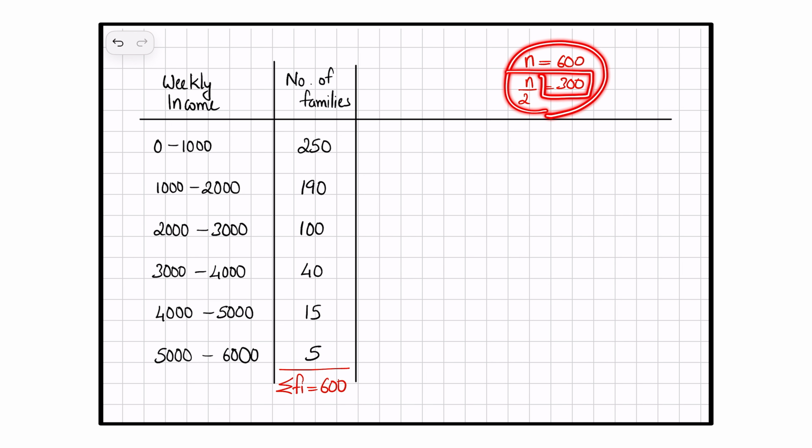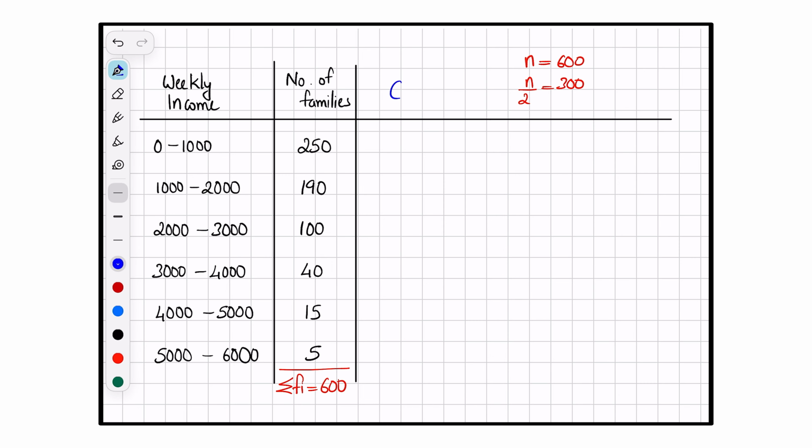Now what I will do is find the cumulative frequency, which I will denote as CF. The first value will be the same as the frequency, that is 250.